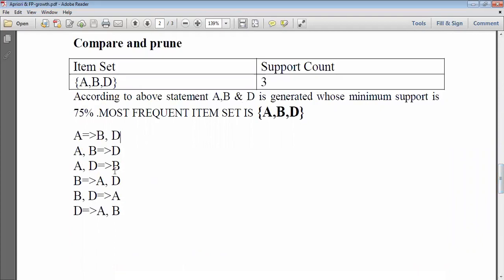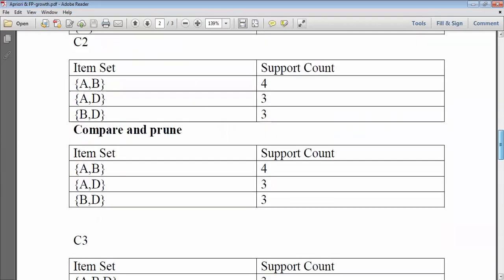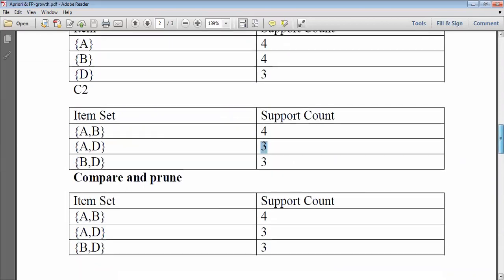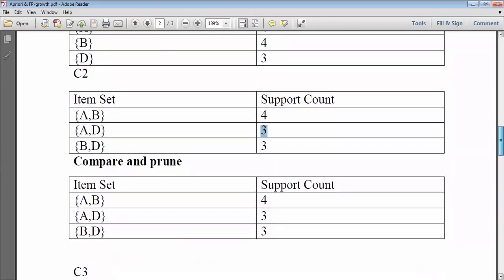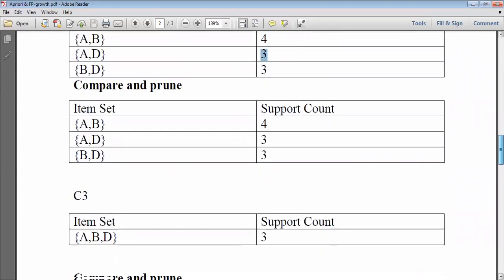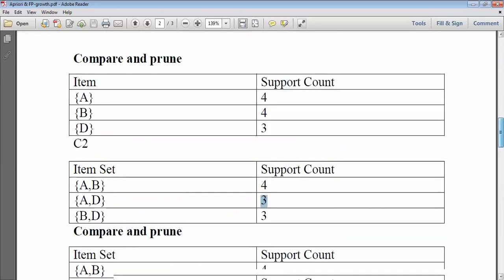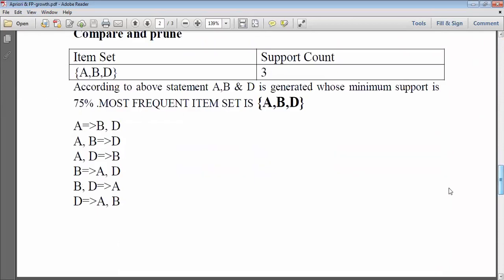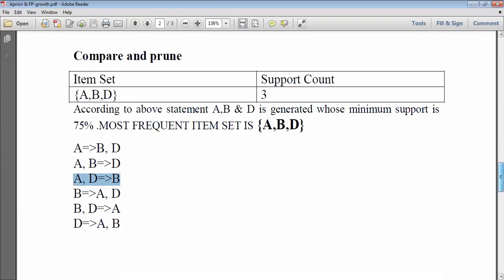And next one, AD. AD you have to represent it as, AD support count is 3, and B support count is 4. So 3 by 4, that is 75%. But here you're asking minimum confidence is 80%. So you can remove this one, that is A comma D. You can remove it.